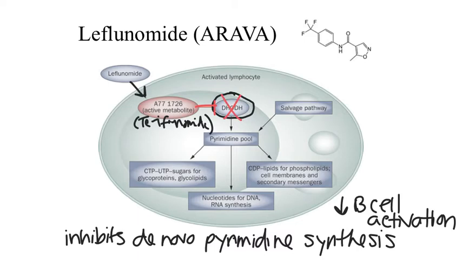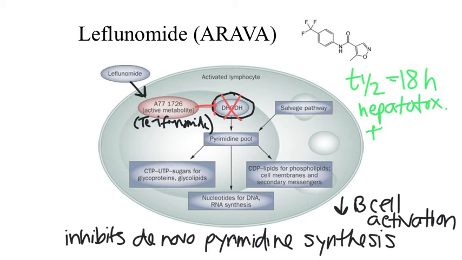Leflunomide's primary use is in rheumatoid arthritis. In terms of its pharmacokinetics, it has a relatively long half-life of approximately 18 hours and therefore typically does require a loading dose to get to steady state more quickly. It can produce some hepatotoxicity and is also a known teratogen.